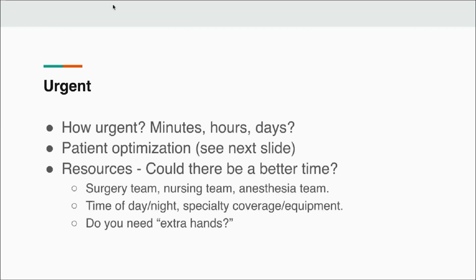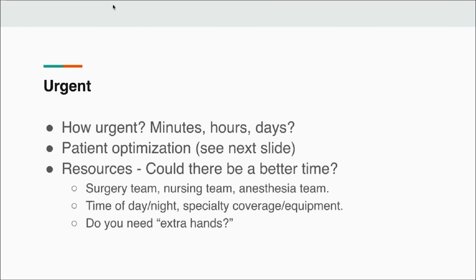The next type of case is an urgent case. And by urgent, this can mean it needs to go within the next hour, it needs to go in a few minutes, or maybe it can go the next morning, the next day. And so urgent is kind of a broad term. And these are the cases that we really have to think about. Is the patient optimized, or is there something we can do within that time frame that you're giving us to make the patient's odds better in doing well with this procedure?